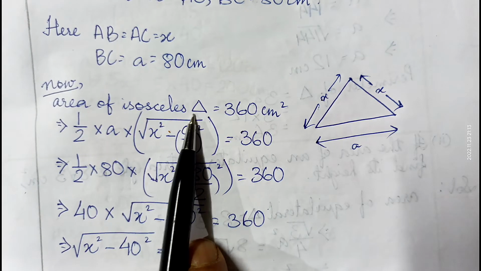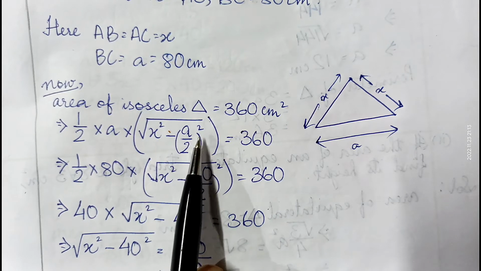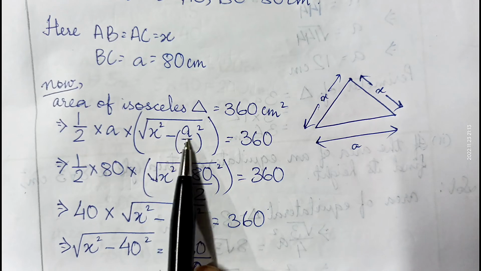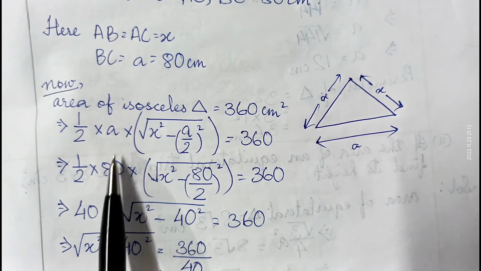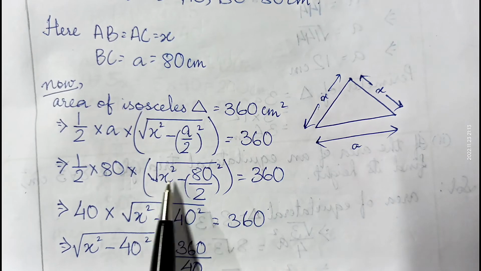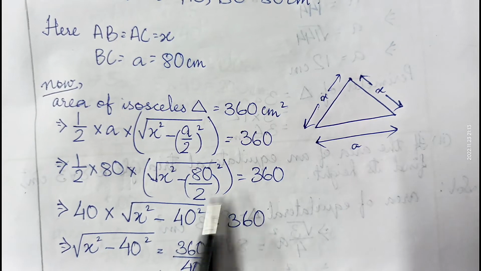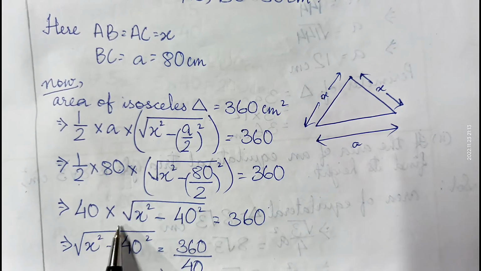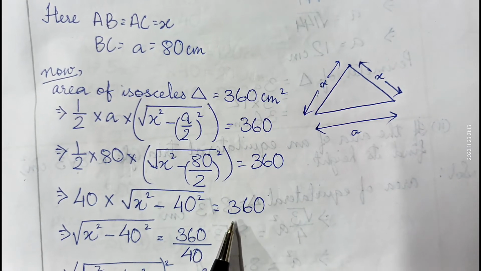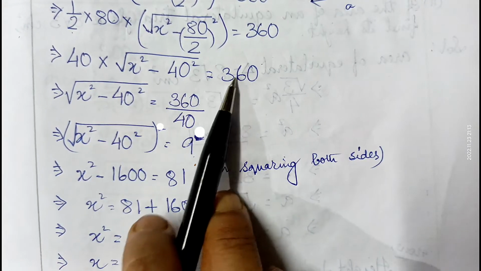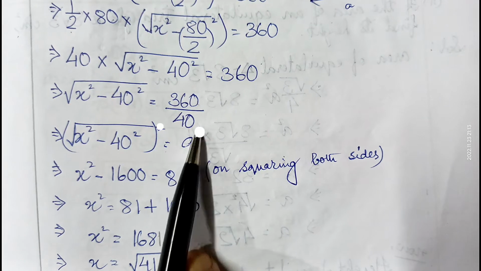We know the area of an isosceles triangle formula is half into a into root over x square minus a by 2 whole square, and in the question it is given that the area of the triangle is 360 centimeter square. Now half into a, which is given as 80, into root over x square minus 80 by 2 whole square, equal to 360. Now 80 divided by 2 will give 40, into root over x square minus 40 square, equal to 360. So root over x square minus 40 square will be 360 divided by 40, which will give 9.